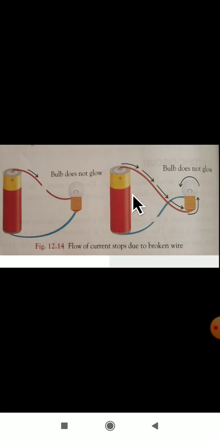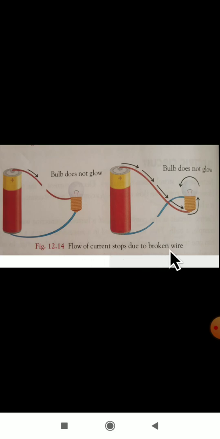In this case, the positive terminal is connected to the base terminal and the negative to the holder part. Here also the bulb doesn't glow, as in the negative terminal wire connection there is an open circuit, it is not closed. The circuit should always be closed. The flow of current stops due to the broken wire.